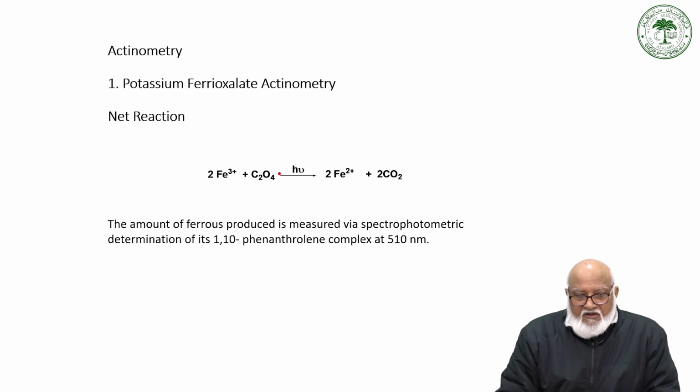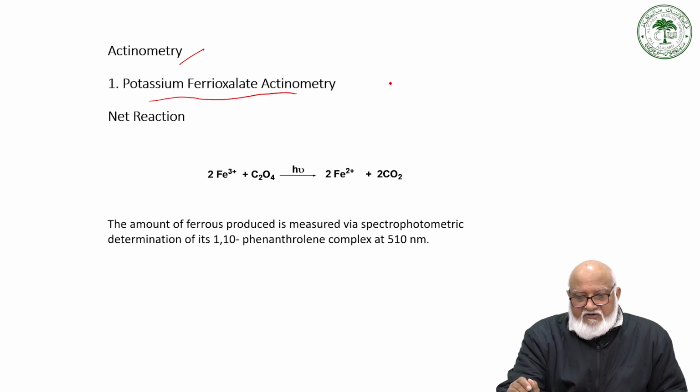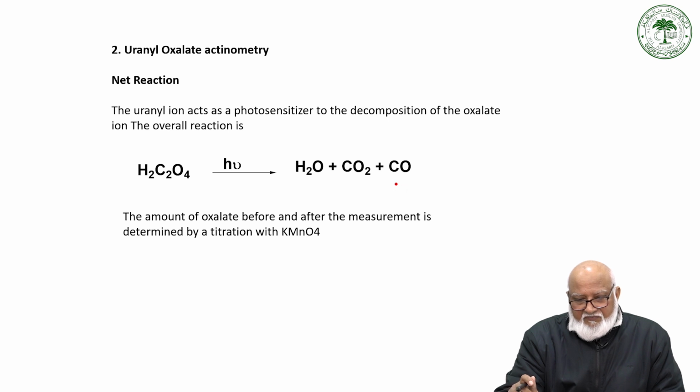Two representative examples of actinometry are presented. The first one is potassium ferrioxalate actinometry, where the net reaction is 2Fe3+ plus C2O4 2-, that is oxalate, in the presence of light giving 2Fe2+ with the evolution of carbon dioxide.